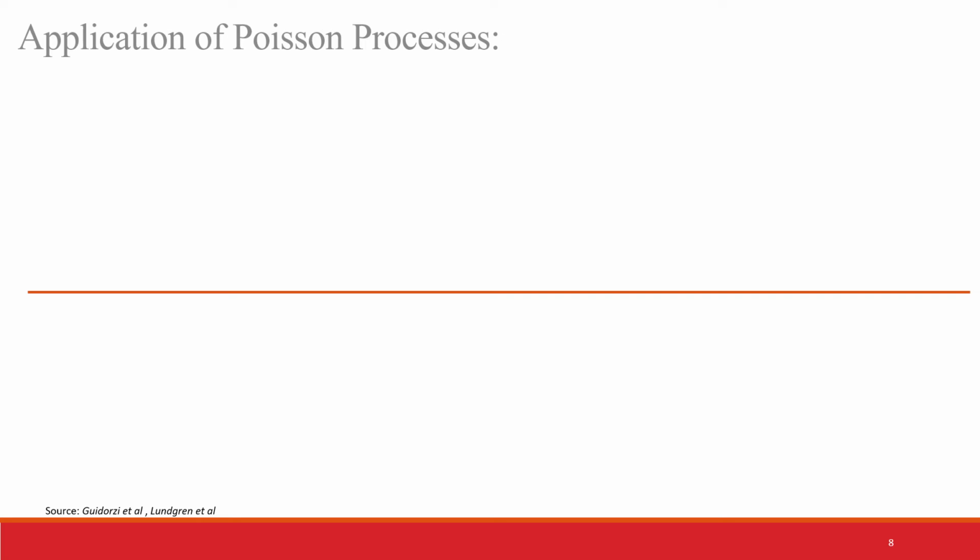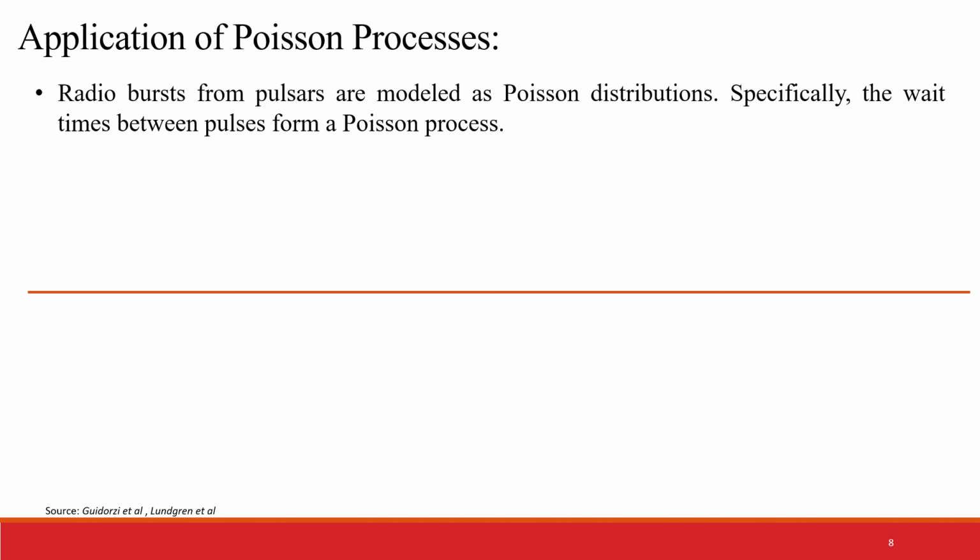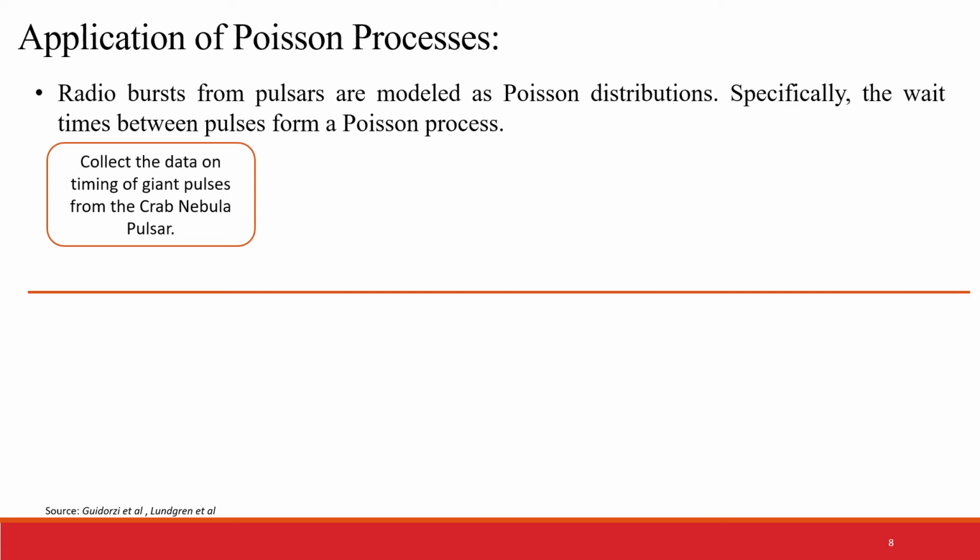Now, let us proceed to the application of different point processes on pulsars and gamma ray bursts. The radio bursts from pulsars can be modeled as Poisson distributions. Specifically, the wait times between the pulses form a Poisson process.